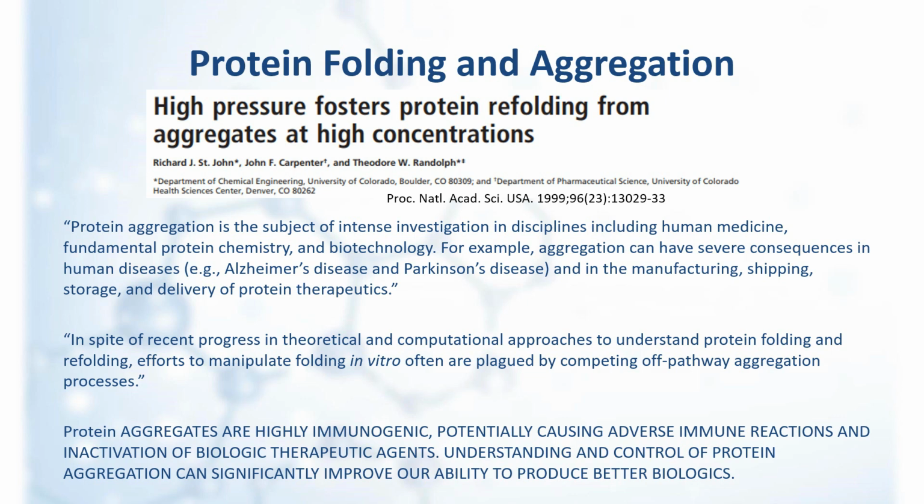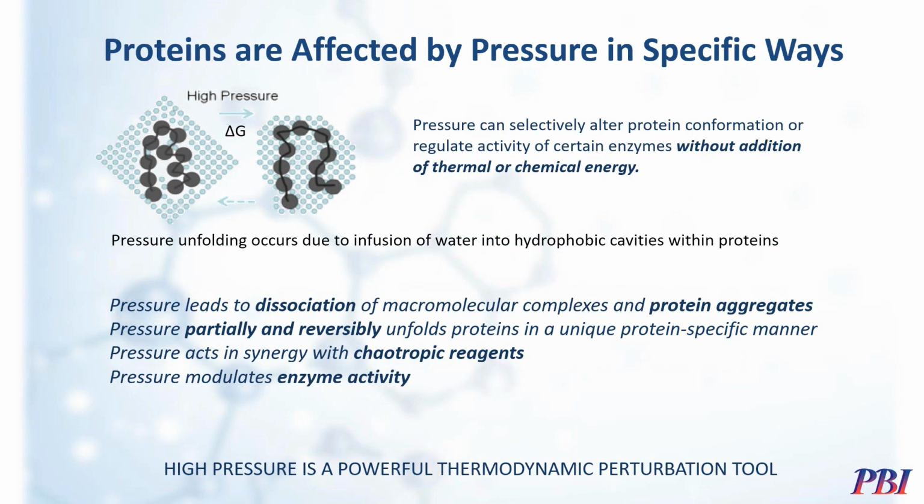They also said that in spite of recent progress in theoretical and computational approaches to understand protein folding and refolding, efforts to manipulate folding in vitro often are plagued by competing off-pathway aggregation processes. The bottom line of it all is that protein aggregates are highly immunogenic, potentially causing adverse immune reactions and inactivation of biologic therapeutic agents. Understanding and control of protein aggregation can significantly improve our ability to produce better biologics.